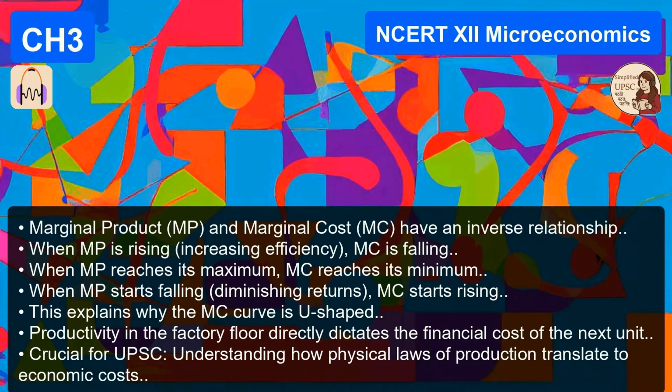That's the law of variable proportions, right? Describing that full cycle. Yes. It describes the 3 stages. 1, MP rises because of efficiency and specialization. 2, MP falls because of diminishing returns and crowding. And 3, MP becomes negative, which is just chaos.